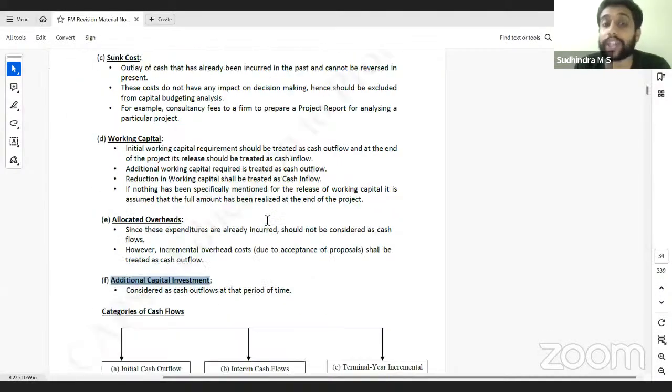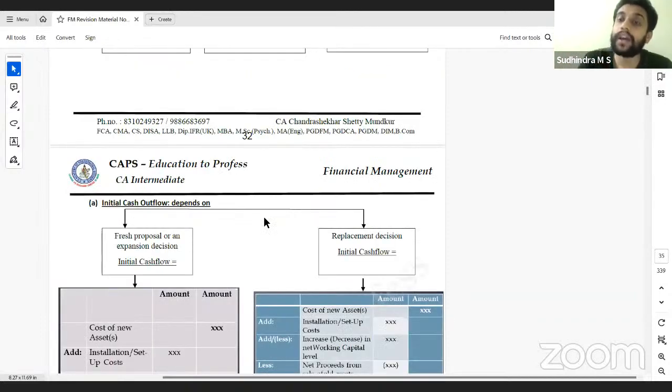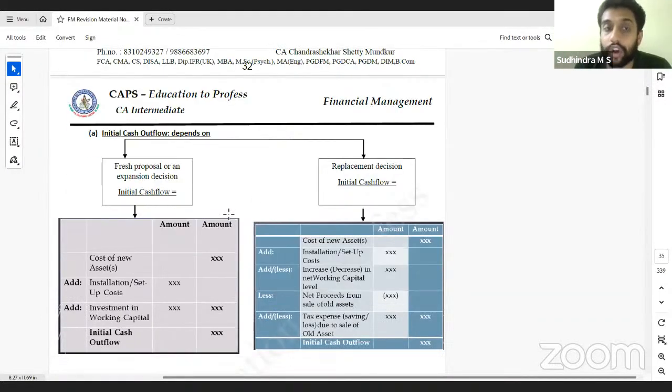Initial cash flow will be what? Cash outflow. So whatever you are investing, whatever amount that you are spending for purchasing that asset. So normally initial cash flows can be divided into fresh proposal or new decisions or a replacement decision. This is you are investing in that machinery for the first time. In replacement decision, that machinery's life is over. So you are replacing that machinery with the old one. What would be the difference? In case of replacement decision, you will also have sale value of the old machinery. Correct? Sale value of the old machinery.